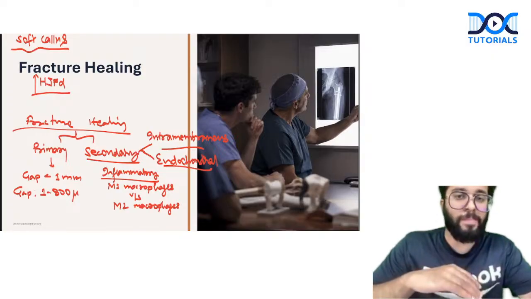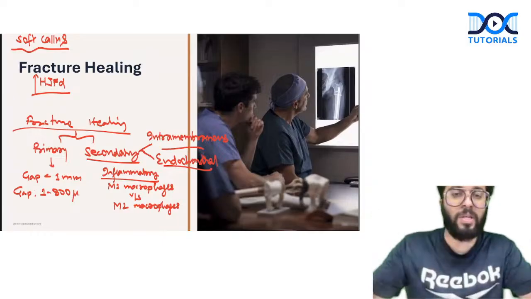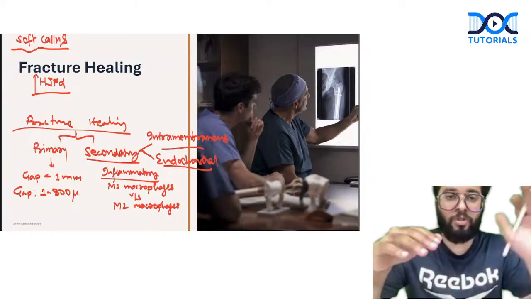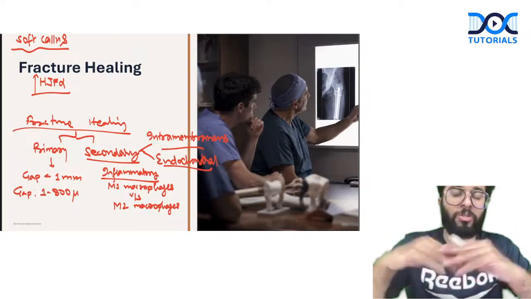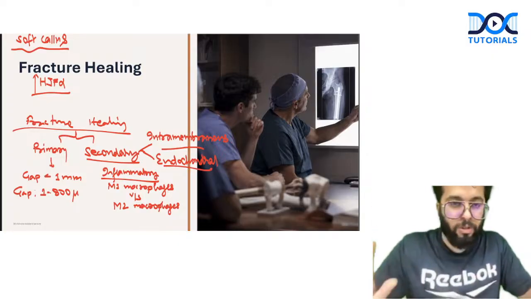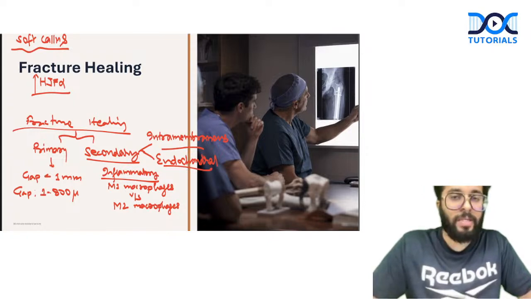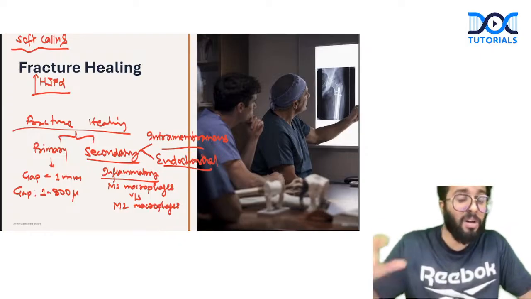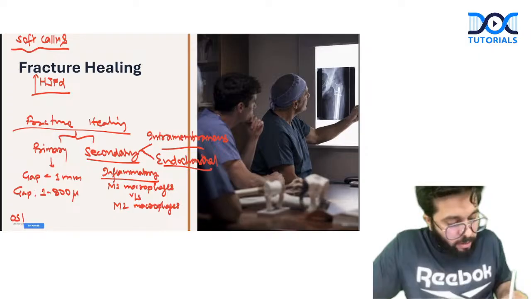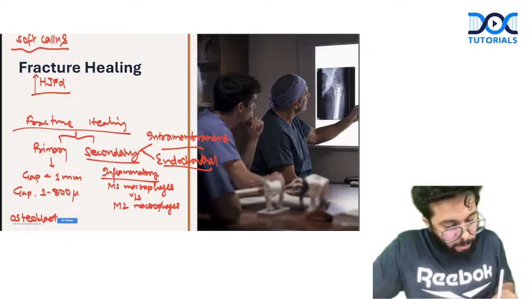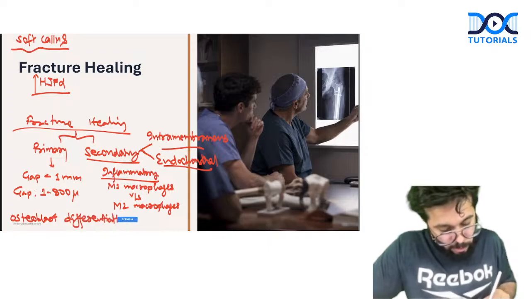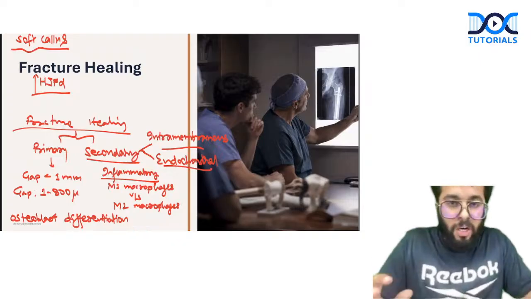Under no stress, with intramembranous ossification, you'll have those Haversian cutting cones, and they'll cut, and then eventually osteoblasts and osteocytes will be laid. So you should mention these two, intramembranous and endochondral ossification, right? These are the two types of secondary fracture healing. Now, soft callus and then comes hard callus. During this stage of hard callus, osteoblast differentiation is occurring.